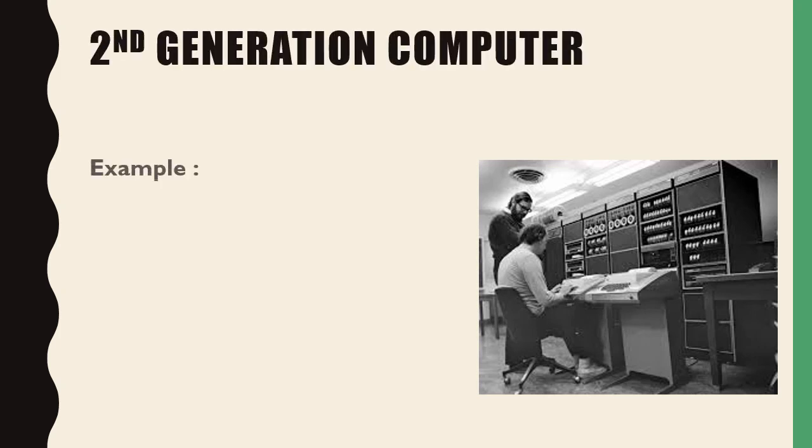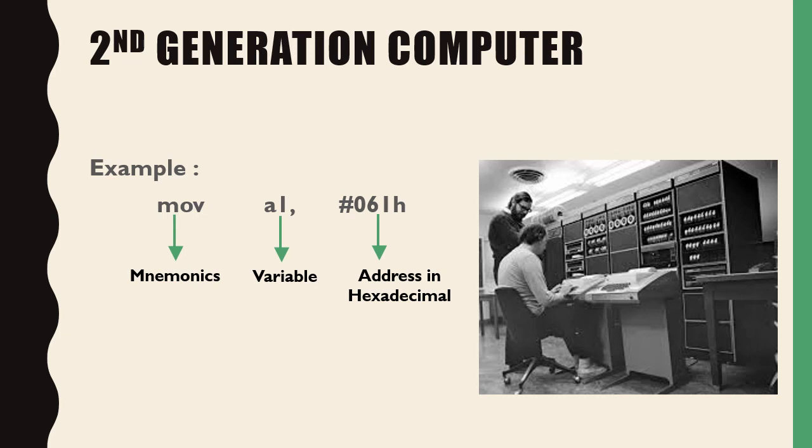Here we can see second generation computer. The example of second generation language, that is assembly language, is MOV, that is move, E1, has 061H. Now here move is known as mnemonics code. E1 is a variable to store the data, has 061H is the address in a hexadecimal format.